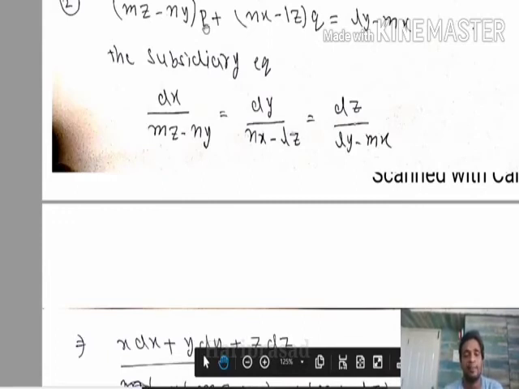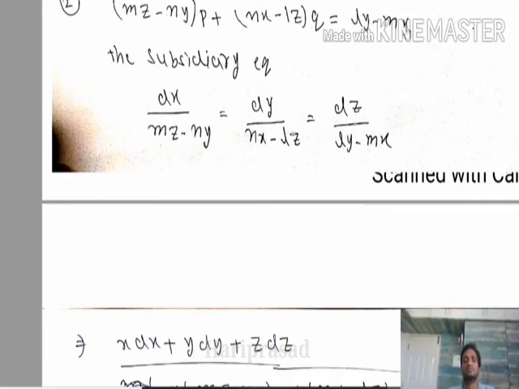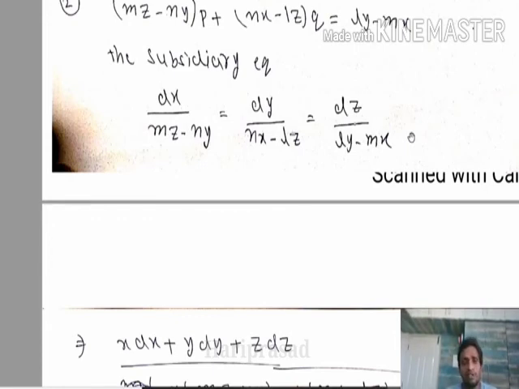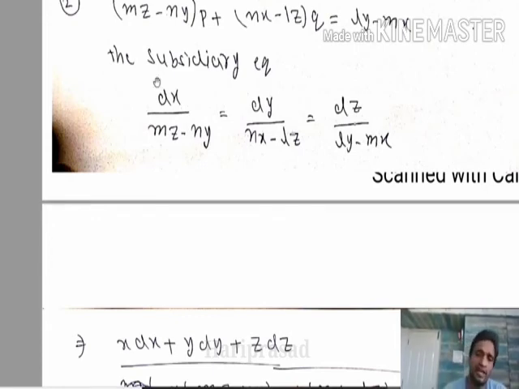mz minus ny into p, nx minus lz into q is equal to ly minus mx. This is also in the standard form. So of course it is a linear partial differential equation of order 1. So we will write the subsidiary equation as dx by the coefficient of p, which is mz minus ny, dy by the coefficient of q, which is nx minus lz, and dz by what term do I have to write? The constant term ly minus mx. Observe this equation. We can't solve by taking any two. Why? Because if I take these two, the z term also lies in the denominator. If I take the second term and third term, the x term lies in the denominator.